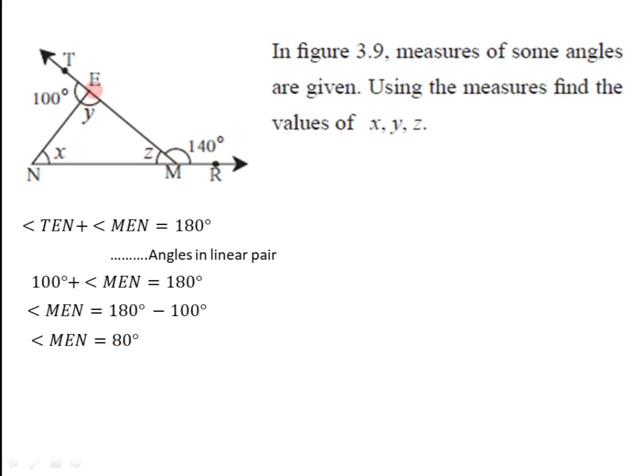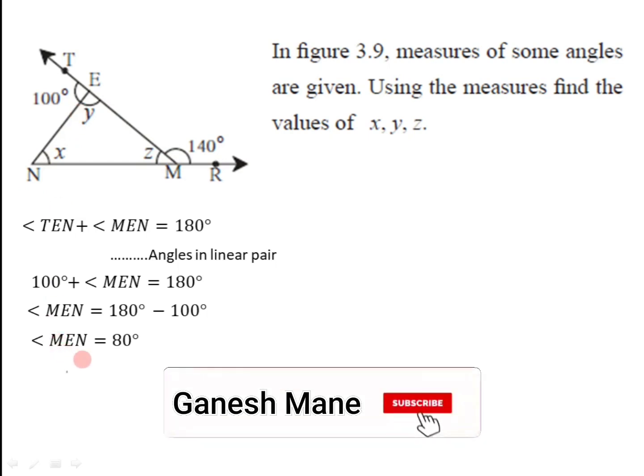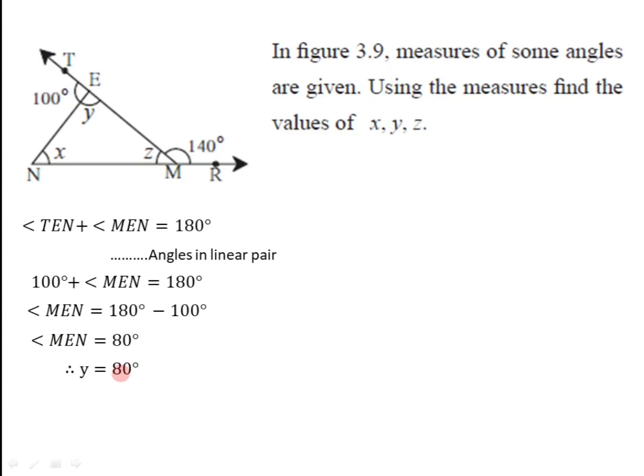Angle MEN is represented by the variable y. That's why we get the value of y here: y is equal to 80 degrees. In the same way, there is another pair of angles in a linear pair. It is angle EMR and angle EMN. These two angles are also in a linear pair, so they must also be supplementary. That means the sum of these two measures is 180 degrees.